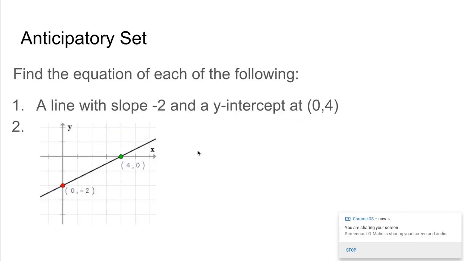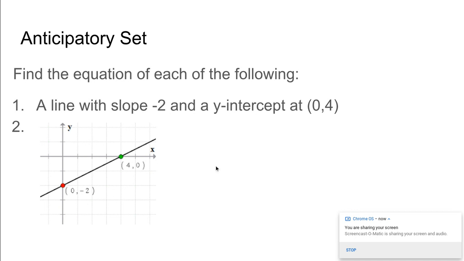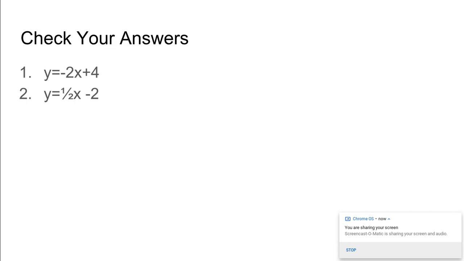So here's your anticipatory set. I'd like you to find the equation of a line with a slope of -2 and a y-intercept at (0, 4), and also find the equation of this line here. Please pause the video, do your calculations, and then return. These should be the answers you get.